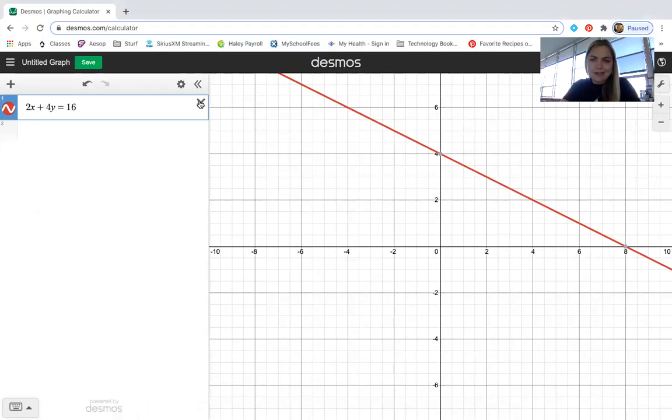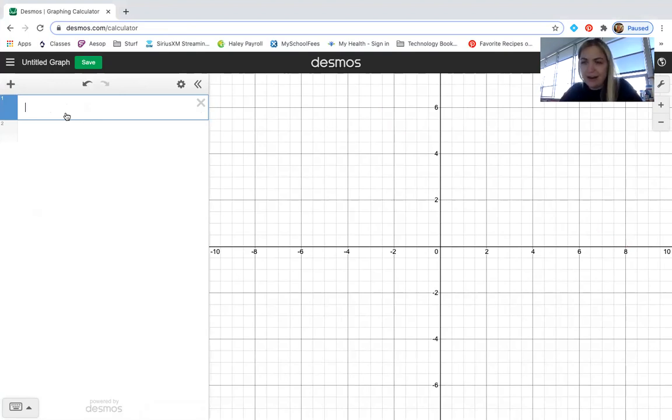And I can X this off, or you can delete it off by backspacing. You could also go to a new line and graph another one, but then you're going to have like 100 graphs on there. I suggest that you get rid of it. So our second one is y equals, and then we have that really funky absolute value.